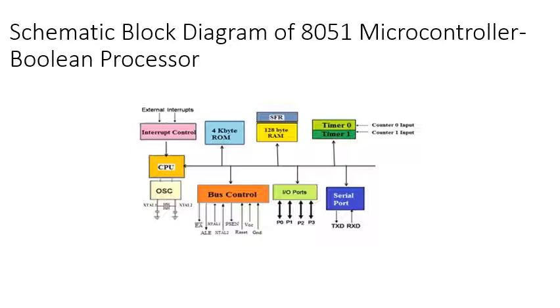In addition, the device has a low power static design which offers a wide range of operating frequency down to 0. Two software selectable modes of power reduction, idle mode and power down mode, are available. The idle mode freezes the CPU while allowing the RAM, timer, serial port and interrupt system to continue functioning, whereas in the power down mode it saves the RAM content but freezes the oscillator.